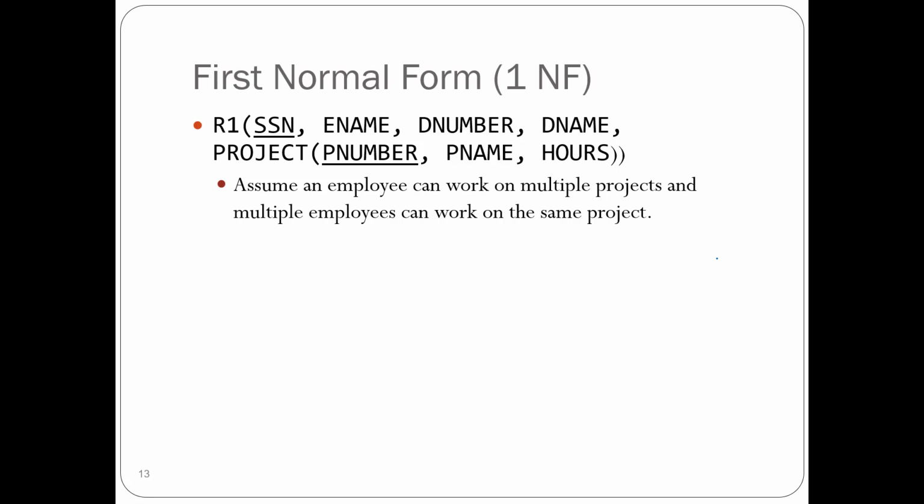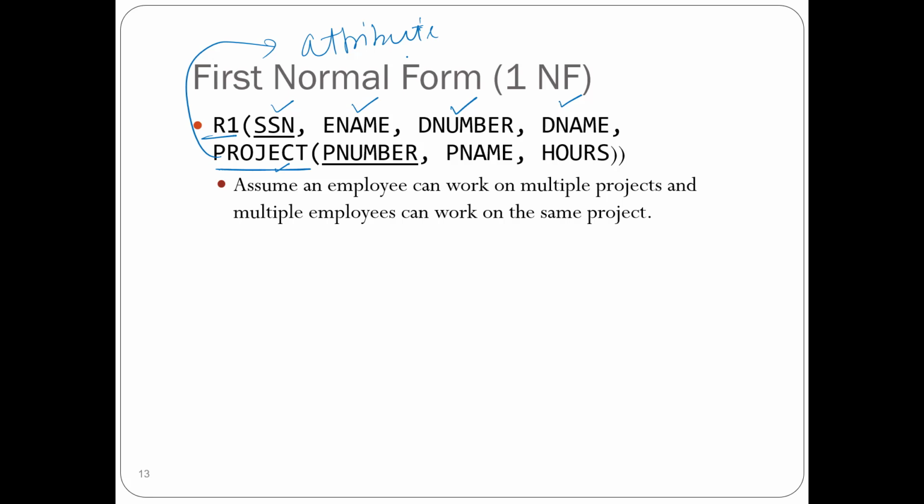Now the other example of a relation as an example for first normal form is R1, and this R1 relation has the attribute types SSN, ename, dnumber, dname, and project. So this project is an attribute type, okay? So don't get confused. It is an attribute type. And this attribute type is for the project information of an employee, right? We want to keep the information about the employee and the project that the employee is working on.